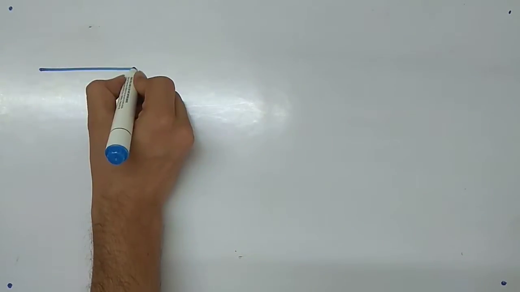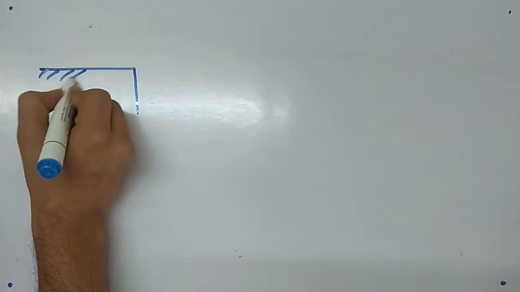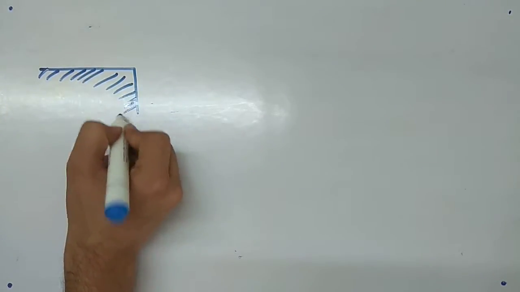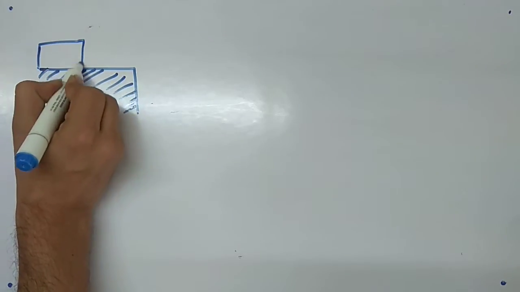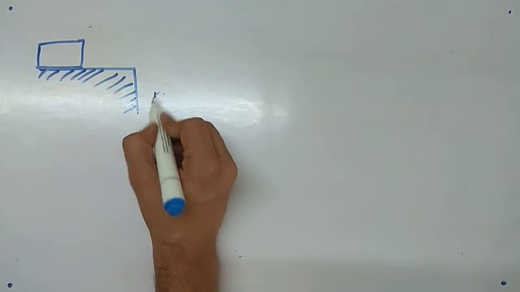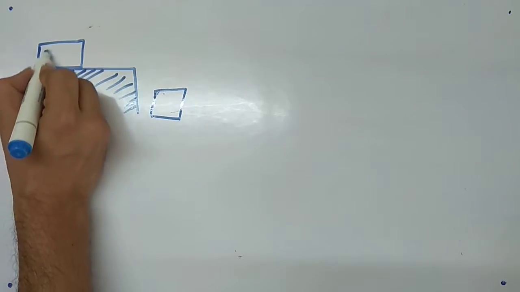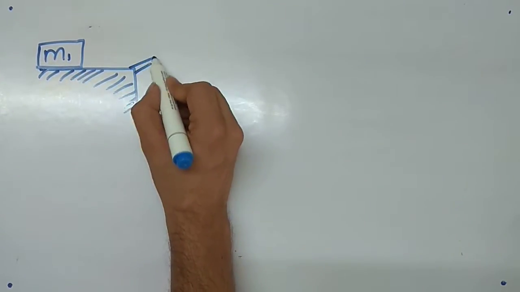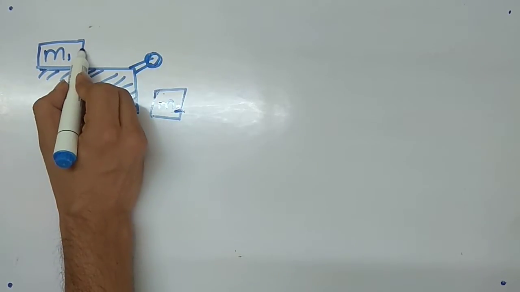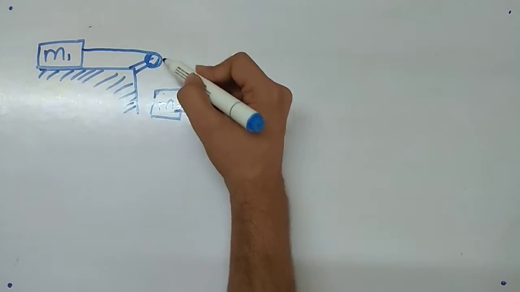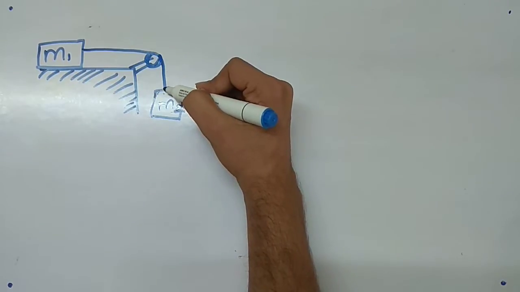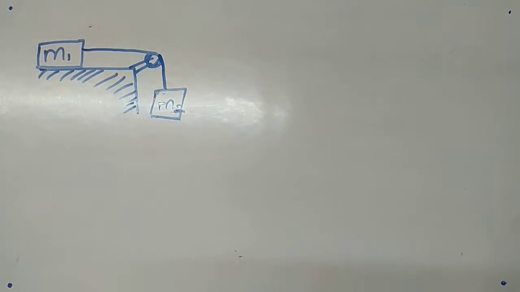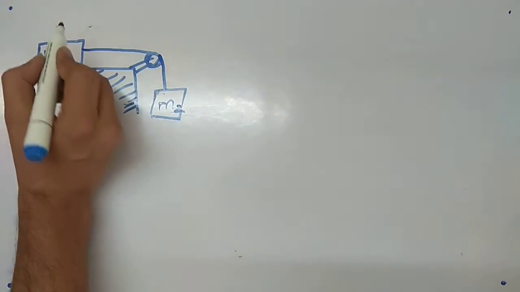So let us consider an example. There is a table. This is your object, say mass M1, and this is of mass M2, connected to each other through a string. Now, this is just a generalized example.